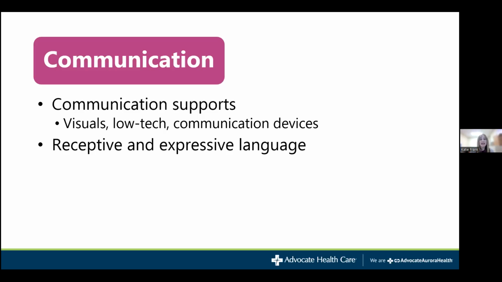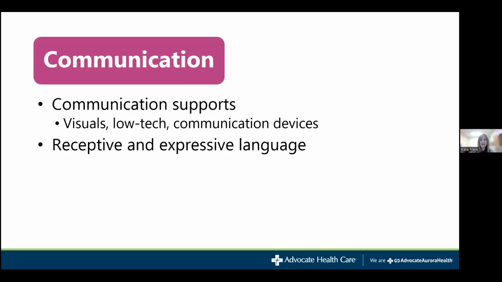And it can also cause behaviors if the individual can't get the words out or say what they're feeling, or the conversation moves too fast. And so then they try to talk and it sounds like they're off topic. So we want to really consider the communication supports, whether the person's verbal or nonverbal. Visuals, we've talked about that a ton. So visuals are going to be really helpful for someone to be able to communicate their wants and needs.